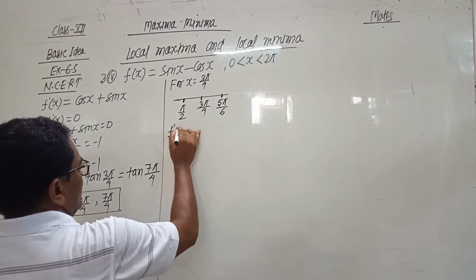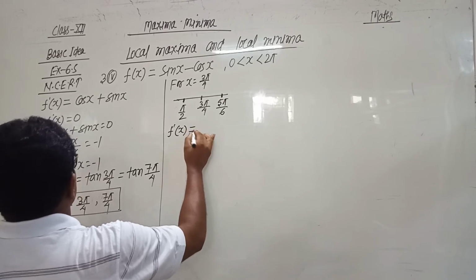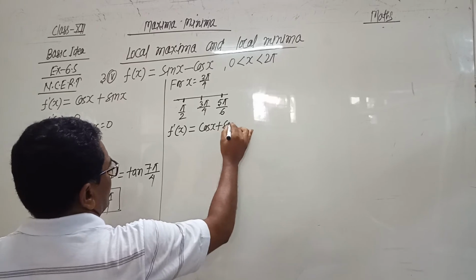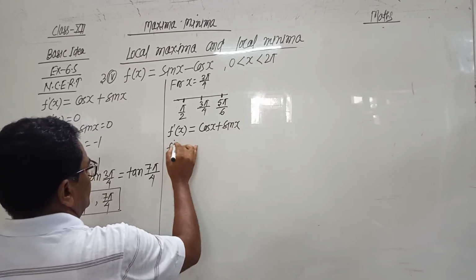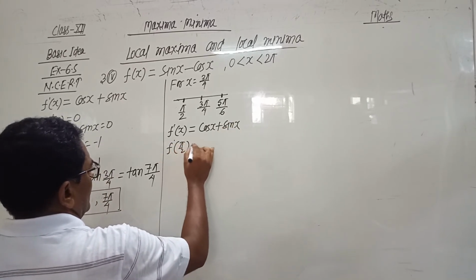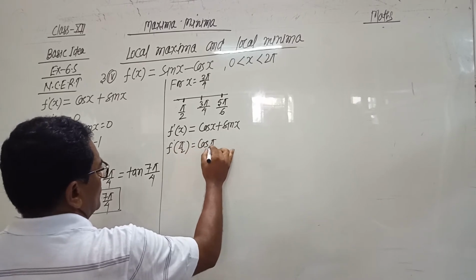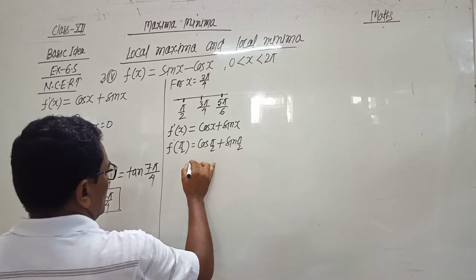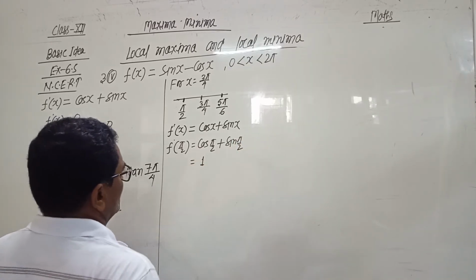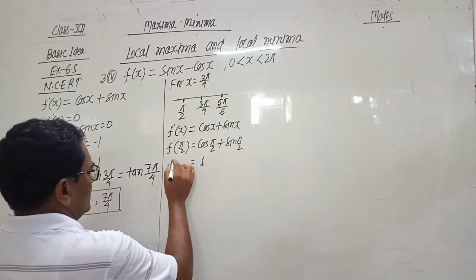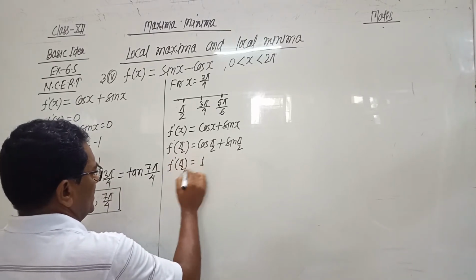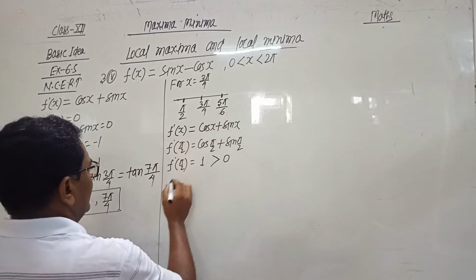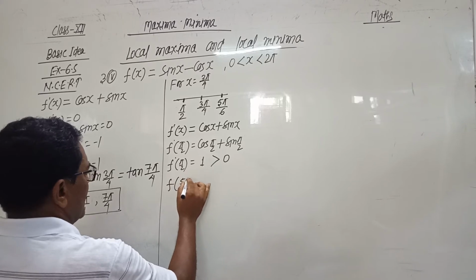Now f dash x is cos x plus sin x. So f dash pi by 2 is cos pi by 2 plus sin pi by 2. The value of cos pi by 2 is 0 and the value of sin pi by 2 is 1. So f dash pi by 2 is 1, which is greater than 0. Now we find f dash of 5 pi by 6.